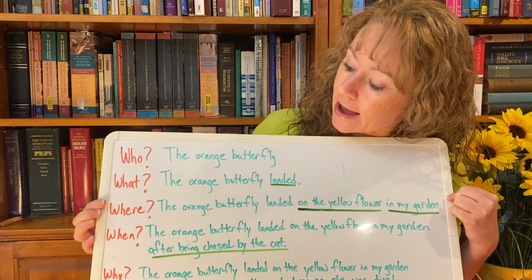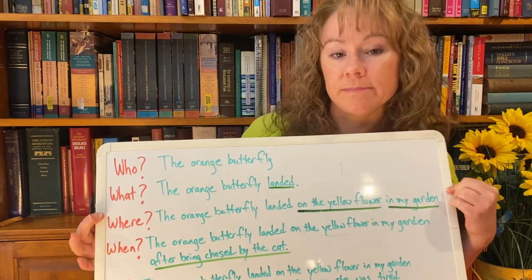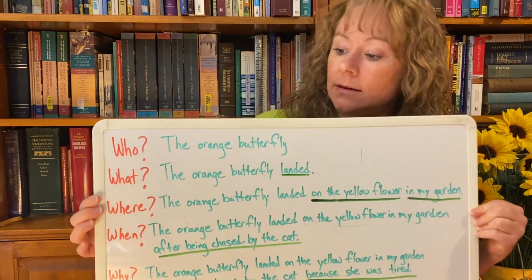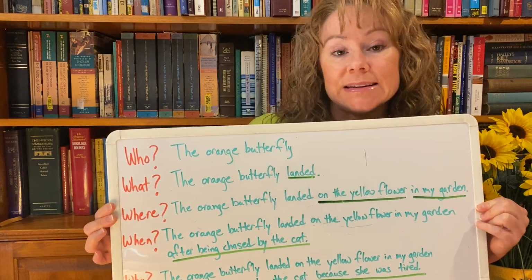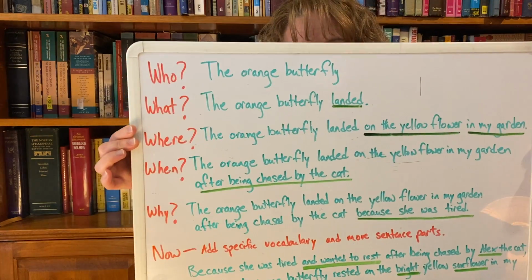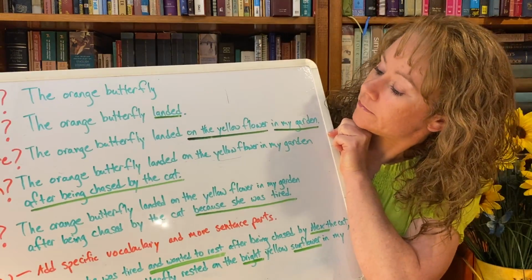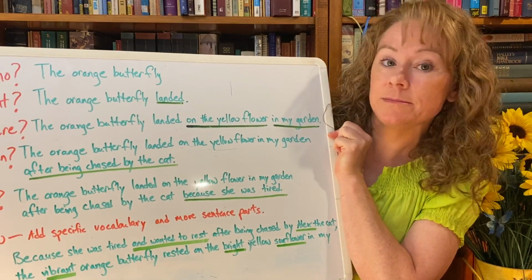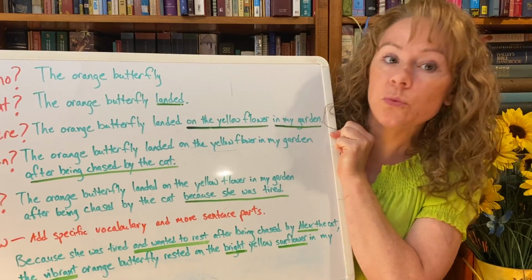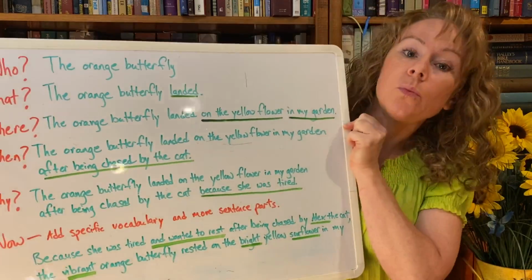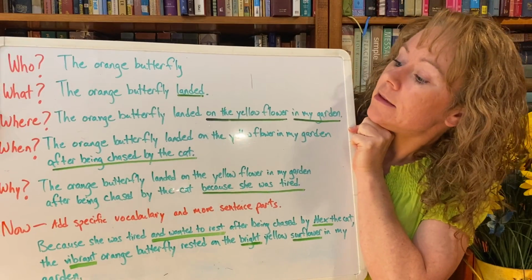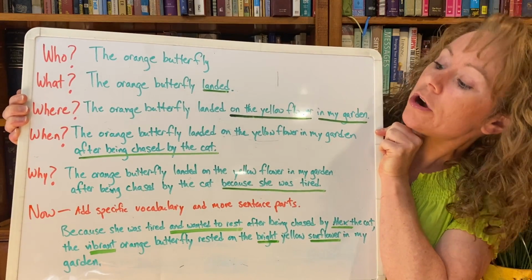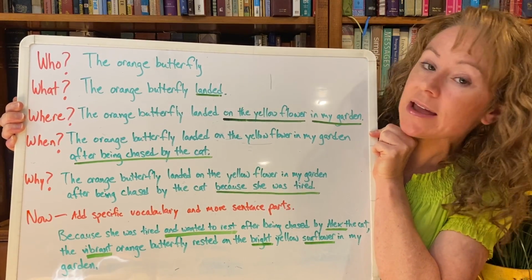So we want to look at where, when, and why. Now, where did this butterfly land? The orange butterfly landed in my garden. Oops. The orange butterfly landed on the yellow flower in my garden. Now, when? When did this butterfly land? The orange butterfly landed on the yellow flower in my garden after being chased by the cat.